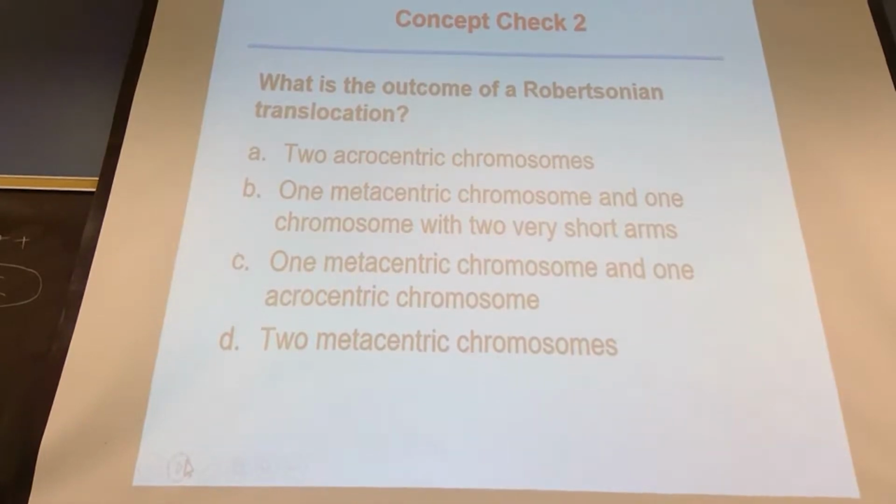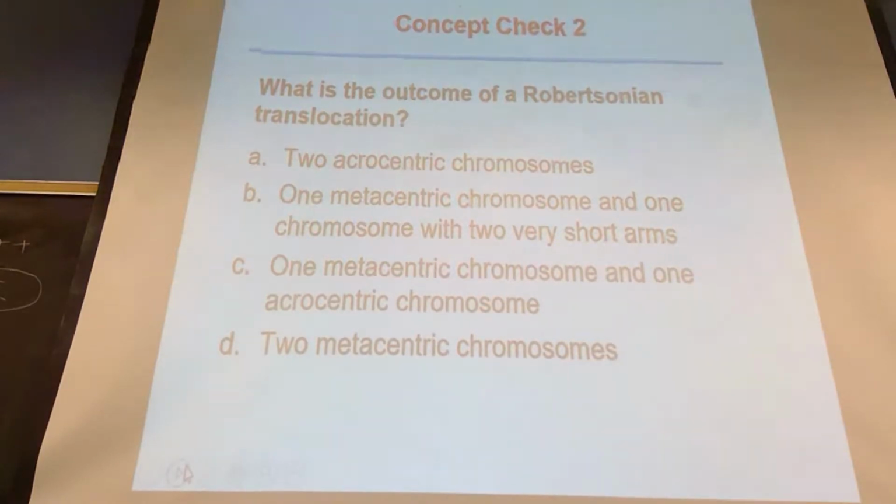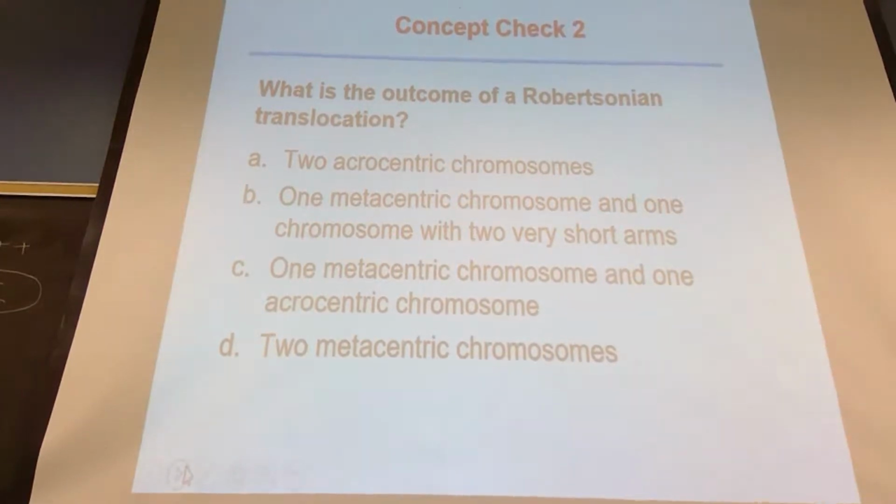What is the outcome of a Robertsonian translocation? Two acentric chromosomes, one metacentric chromosome, one chromosome with two very short arms, one metacentric chromosome and one acrocentric chromosome, or two metacentric chromosomes.